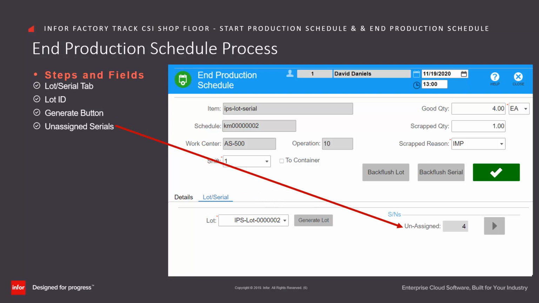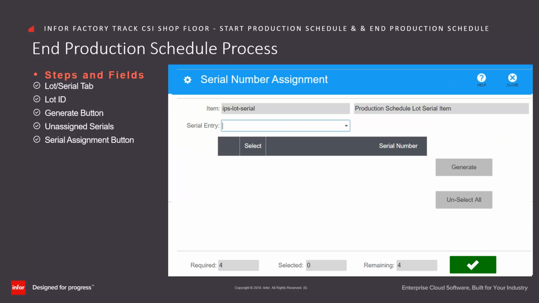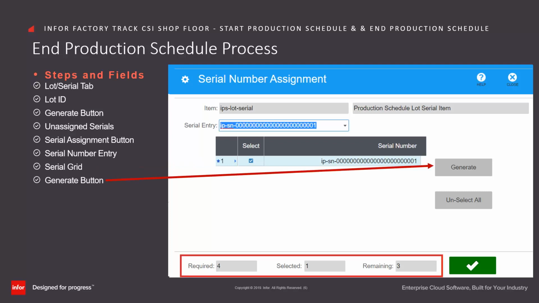If your item is serial tracked, the Unassigned Serial Numbers field is populated with the number of items requiring assignment. Click on the Serial Assignment button. Factory Track displays the serial assignment form. Enter or scan the serial number for the serial entry field, or select serial numbers from the serial grid, or click on the Generate button to have Factory Track create new serials.